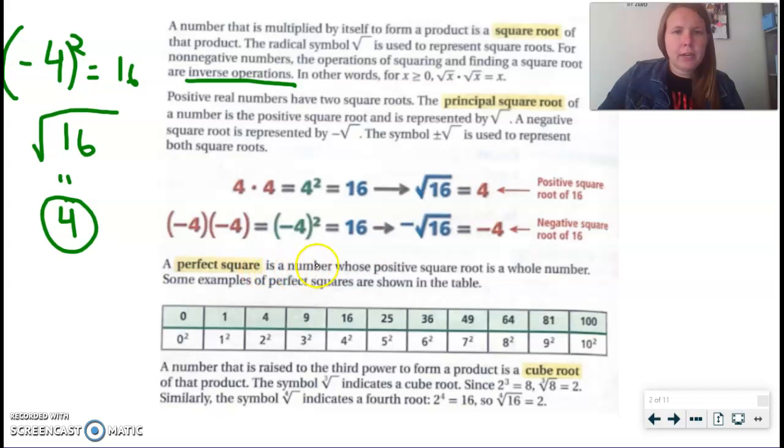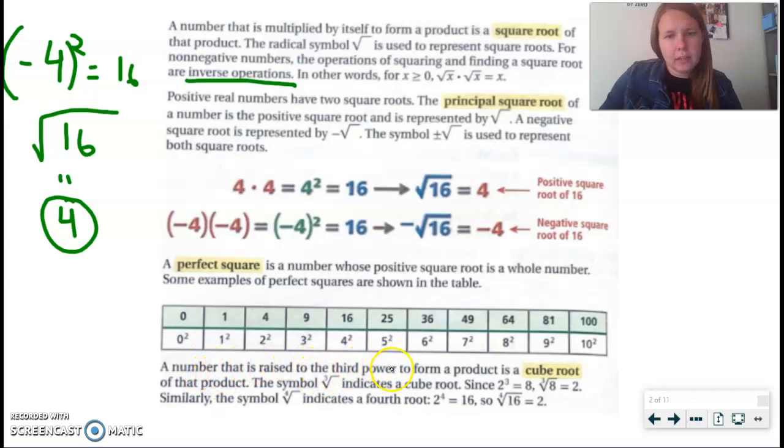It says a perfect square is a number whose positive square root is a whole number. Some examples of perfect squares are shown in the table. Remember, it's just squaring. So 1 squared is 1, 2 squared is 4, 3 squared is 9, 4 squared is 16. So that's where this is a perfect square. We can easily find our one number, and so on.